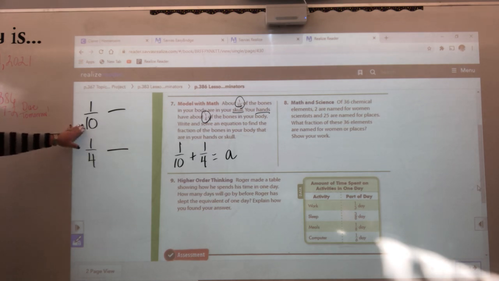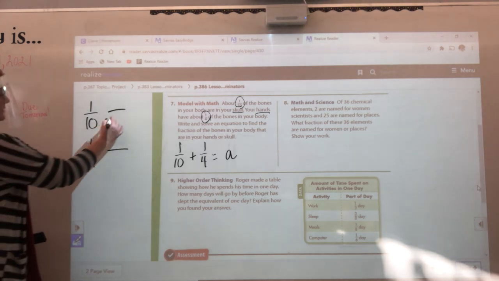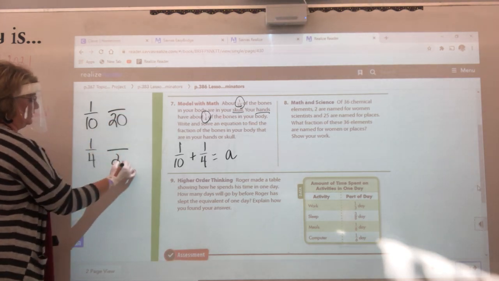20. Is 4 times anything going to get you 20? 4 times 5 is 20. Yeah, it is. So you better put 20 here.